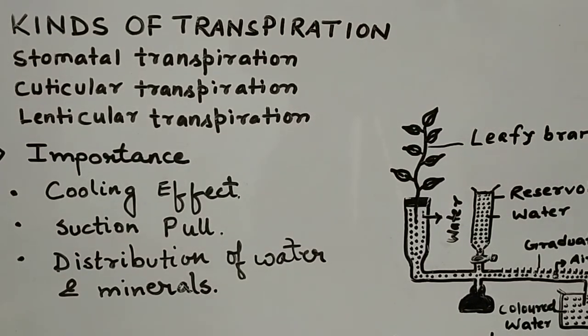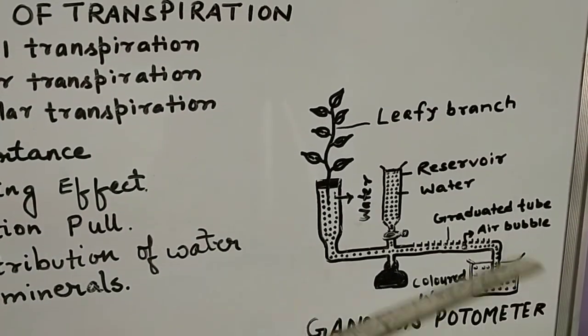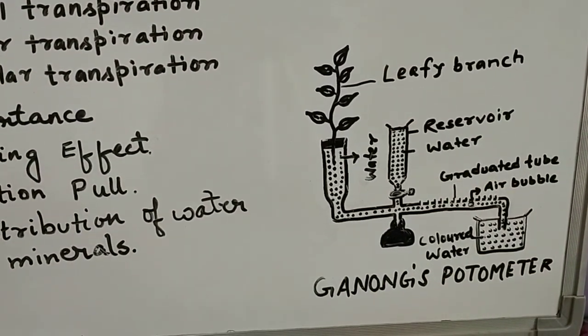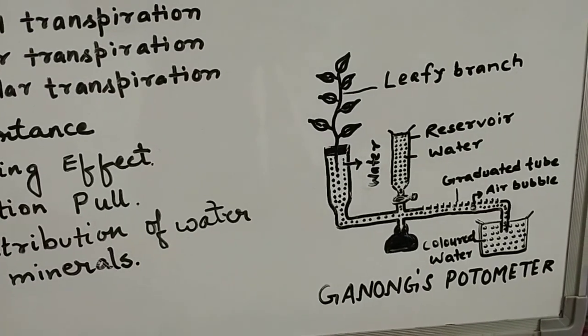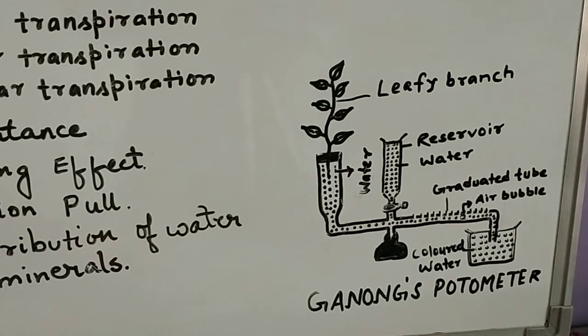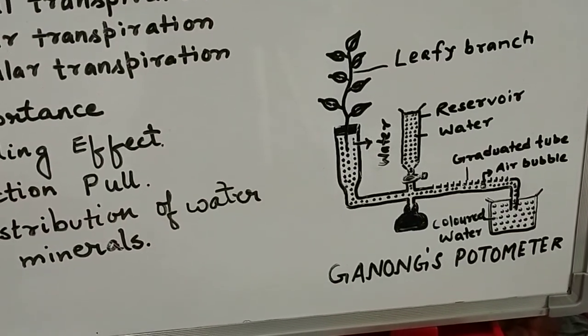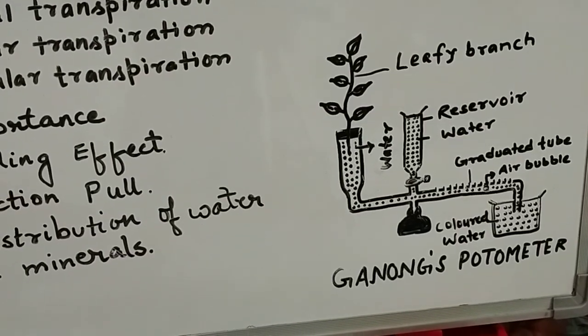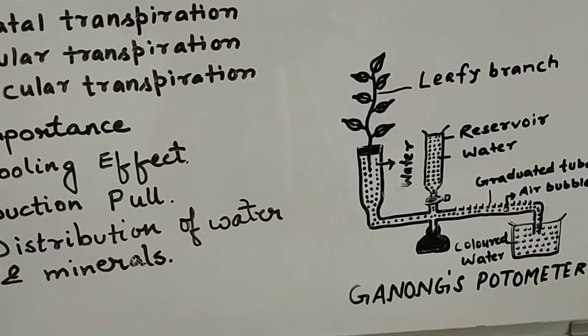and that approximately gives the value of the measurement of transpiration. You can see here that I have made Ganong's potometer, this diagram, a device, and this potometer is a device that helps in measuring the water uptake by the plant but not the water loss by the plant. That has to be kept in mind. This Ganong potometer, as it was designed by a scientist named Ganong, was named after him.